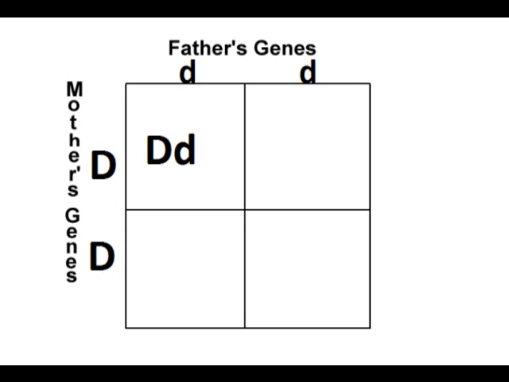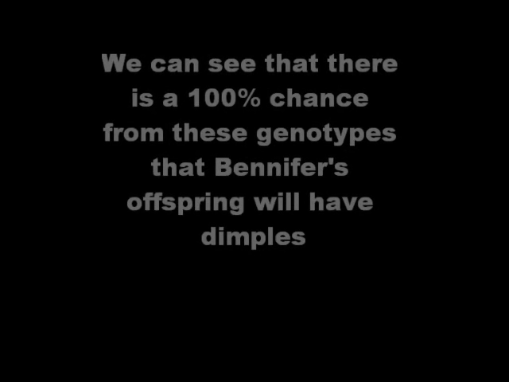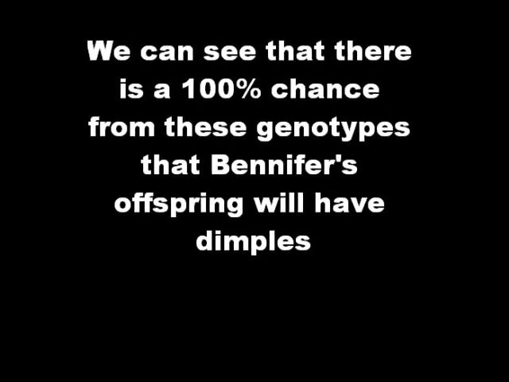We're going to do the same thing in the second square. We'll get the genotype big D, little d. We'll continue and do the same thing in the third and fourth square. They both result in big D, little d. We can see that Benifer's possible offspring will have a 100% chance of having dimples.